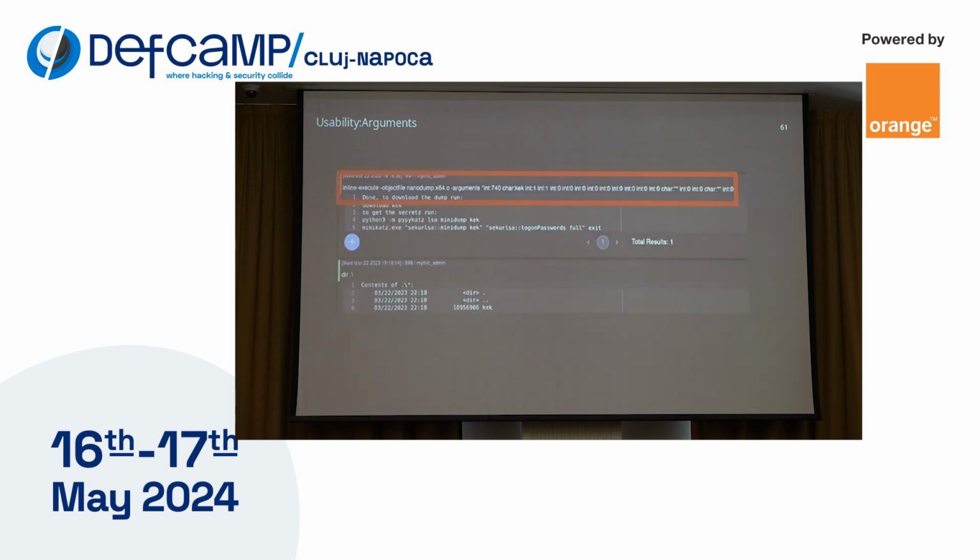So how can you manage that? Another example: I want to dump the LSASS process to extract credentials from Windows memory. There is an object file, the public NanoDump, also by Cluj-Napoca, which dumps this process. But it requires like 10 or 11 arguments, and typing this stuff is really tedious.